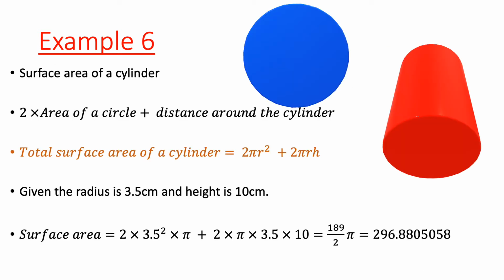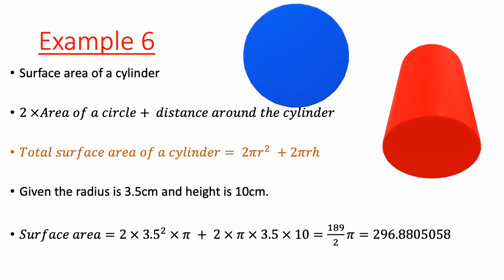Right, next one. This is what I call a cylinder. So the surface area of a cylinder is worked out by the area of the circle, and then times it by 2 because I've got a circle on the other side, plus the distance around, so plus the circumference of the cylinder. So it's 2 pi r squared plus 2 pi r h, because the circumference of a circle is 2 pi r, and then it's times by the length or height.